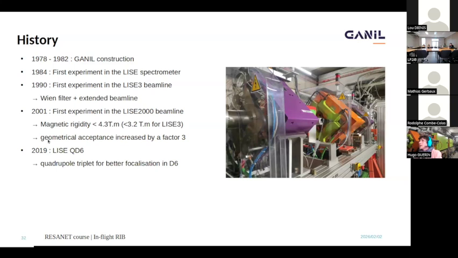And the last upgrade, which was made on the LISE spectrometer, is the addition of the quadrupole triplet in D6, which is called QD6, for better focalization on the experiment. So here you have a picture of this QD6.